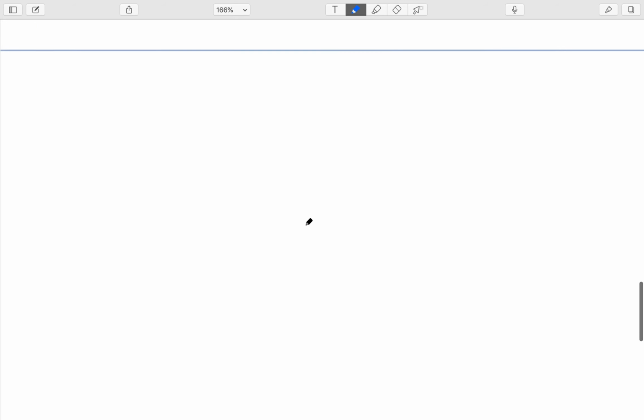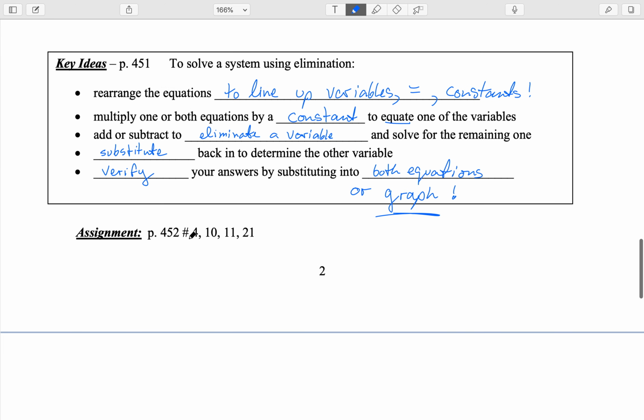Okay, this is it. Page 452. Now, this is like a 5-part question. This is a lot of work. And then these are 3 individual word problems. So this is the big question here. So this is the last section in 8.3.